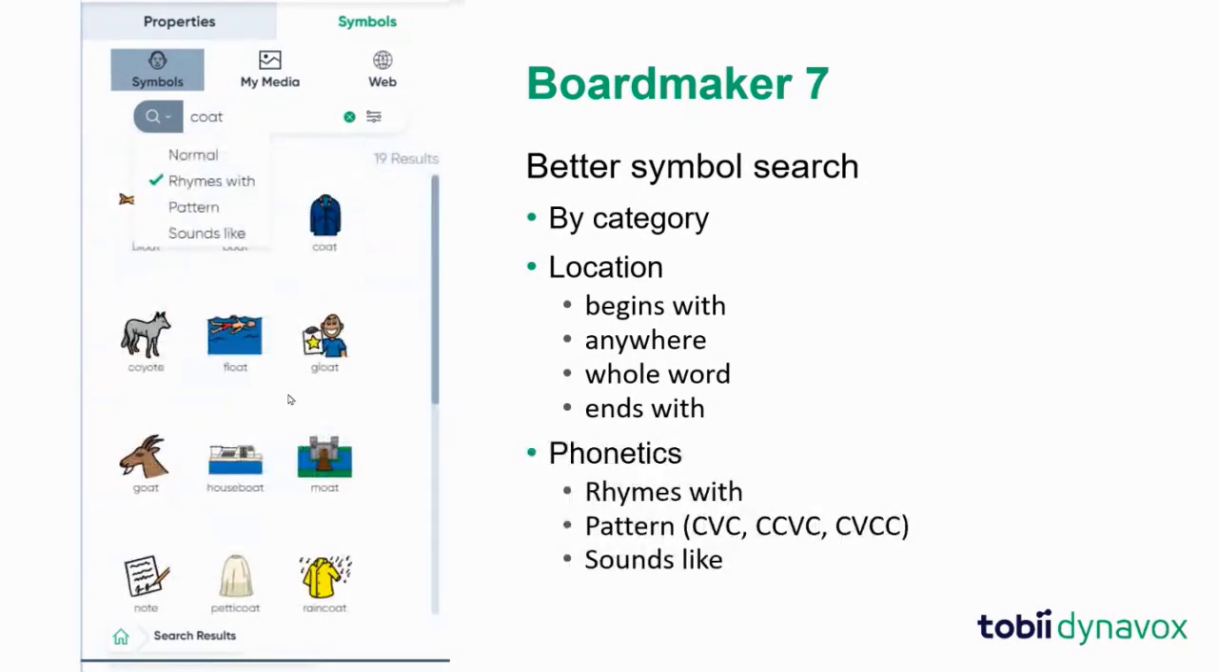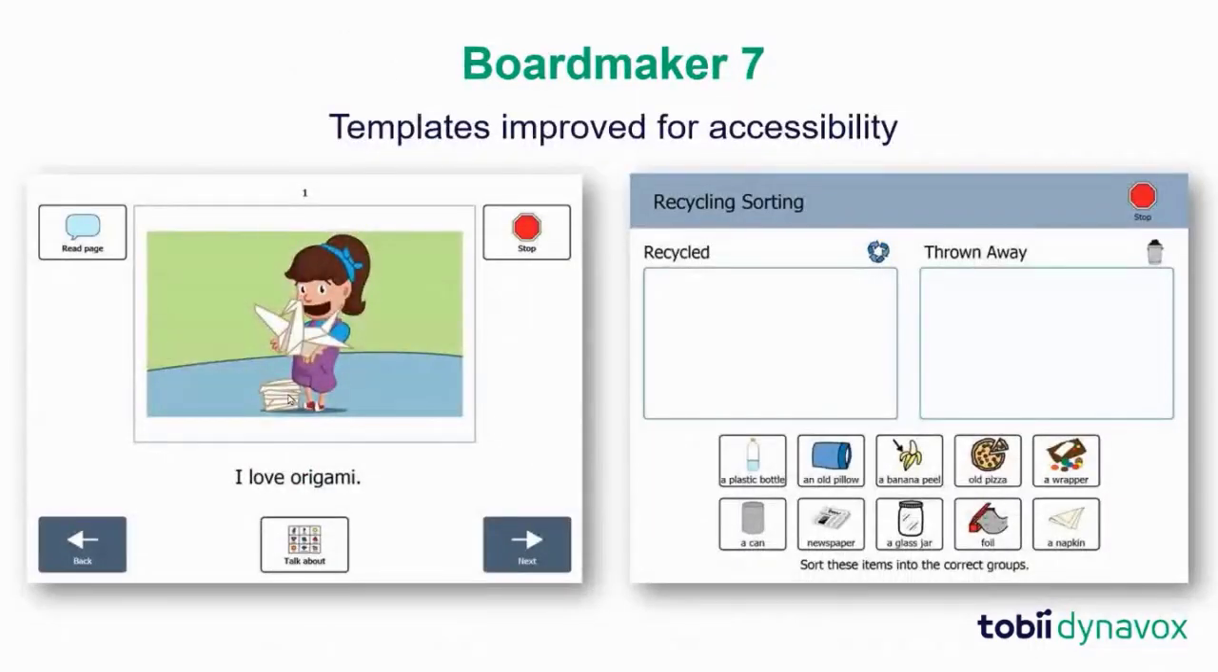And what's very exciting is that we're also going to be able to search by phonetics. So you're going to be able to find words that rhyme with a certain word. You're going to be able to search by certain patterns like CVC or CCVC. And you're also going to be able to find words that sound like. So we're really bringing some nice new features. And I've only got 15 minutes, so these are just my top few. I can't mention everything else. We're giving improved accessibility to our interactive templates. We're also improving our printed templates as well.